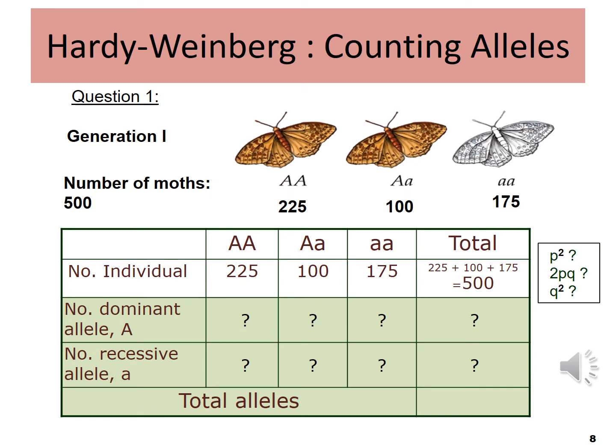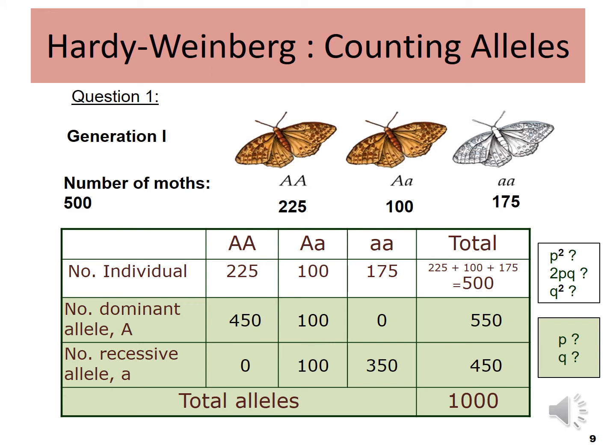Now let us try to answer this question. In a population of 500 moths, 225 are homozygous dominant, 100 are heterozygous and 175 are homozygous recessive. Calculate the numbers of dominant allele A and the numbers of recessive allele a for homozygous dominant, heterozygous and homozygous recessive. Then, calculate the total number of alleles present in the population.